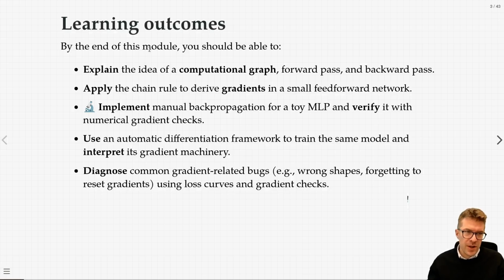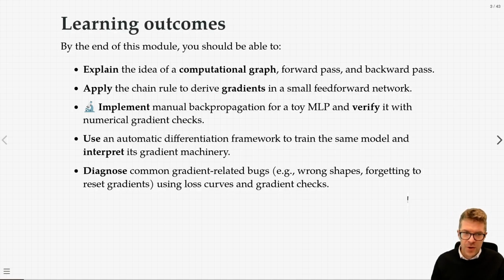Generally, the learning outcomes today are to explain the idea of a computational graph, what a forward pass is and what a backward pass is. A lot of the math is going to be in the form of the chain rule of derivatives, so we're going to derive gradients in a small feed-forward network. We'll actually implement that from scratch.